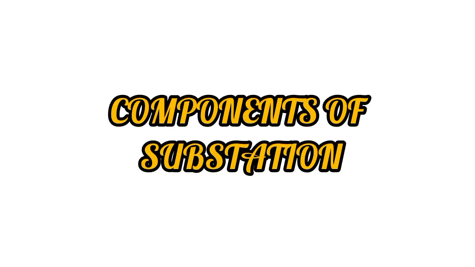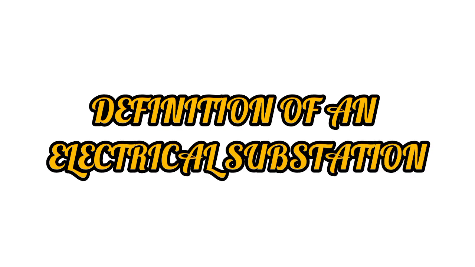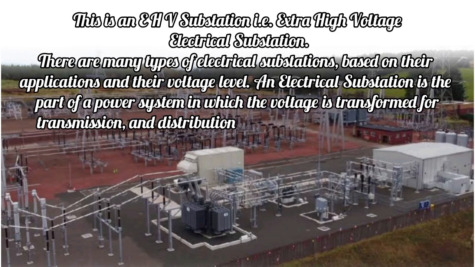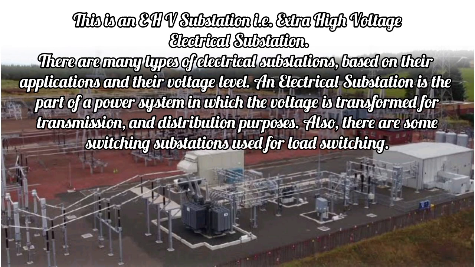Components of substation. Definition of an electrical substation. This is an EHV (extra high voltage) electrical substation example. There are many types of electrical substations, based on their applications and their voltage levels. An electrical substation is the part of a power system in which the voltage is transformed for transmission and distribution purposes. Also, there are some switching substations used for load switching.